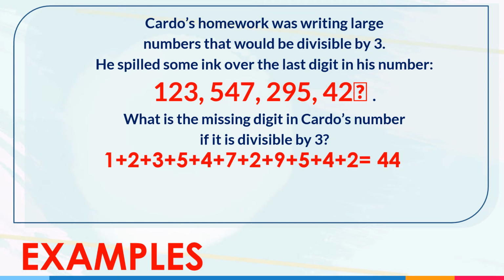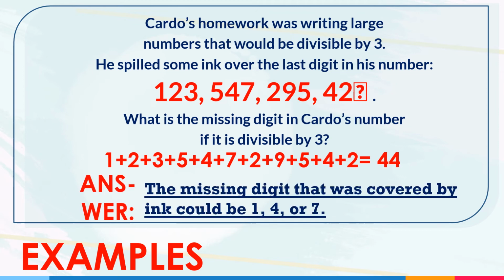Or it could be 4. The sum would be 48. Or also, it could be 7. The sum would be 51. Thus, there is more than one possible correct answer. The missing digit that was covered by ink could be 1, 4, or 7.